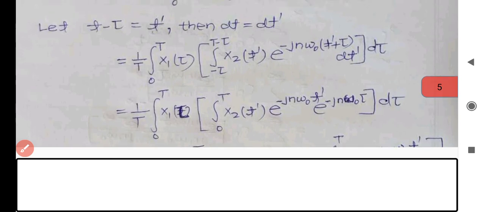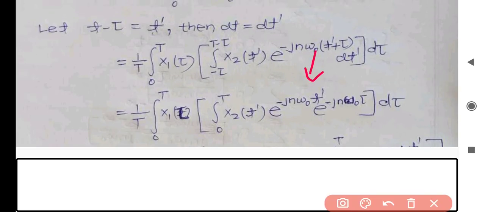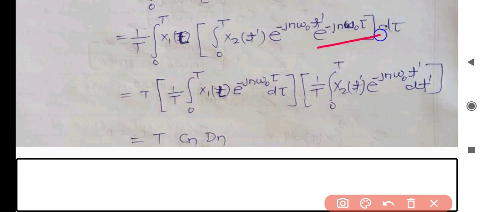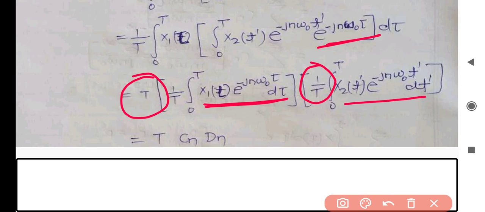Now we will change the order of integration and break e^(minus jnω0(t' plus τ)) as e^(minus jnω0t') into e^(minus jnω0τ). We put e^(minus jnω0τ) with the first integration, and e^(minus jnω0t') with the second integration. One extra 1 upon T is here, that's why it is multiplied by capital T outside of the bracket.